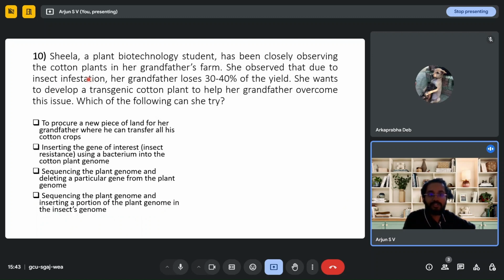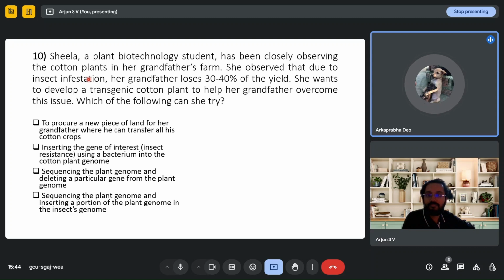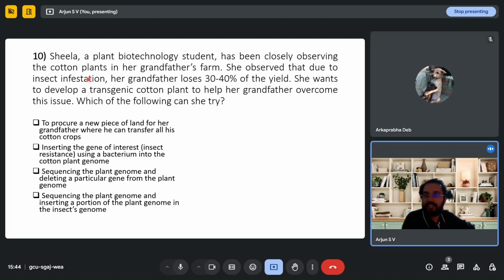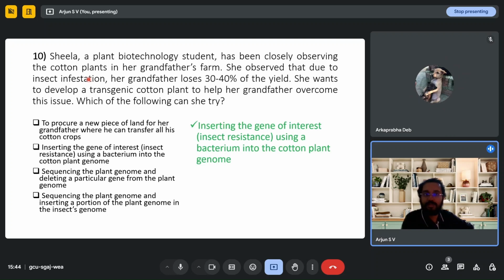So I'll go on to the last question of the problem statements for this week. Sheila, a plant biotechnology student, has been closely observing the cotton plants on her grandfather's farm. She observed that due to insect infestation, her grandfather loses 30 to 40% of the yield. She wants to develop a transgenic cotton plant to help her grandfather overcome this issue. Which of the following can she try? So they have given four options. So the second one, sir: inserting the gene of interest using a bacterium into the cotton plant genome. Yeah. So pretty straightforward once again.